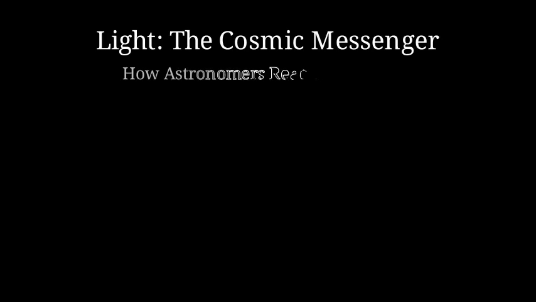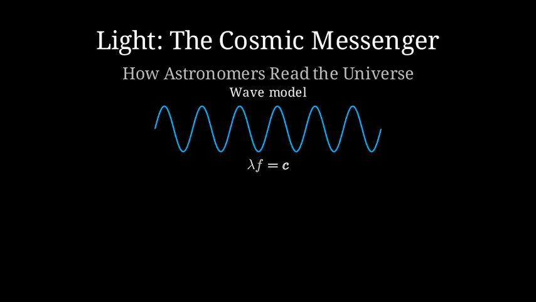Today we begin Chapter 5, Light, the Cosmic Messenger. Light is the primary tool astronomers use to understand the universe. Everything we know about stars, galaxies, planets, and the cosmos comes from analyzing the light they emit, absorb, or reflect. First, what is light? Light behaves like both a wave and a particle.